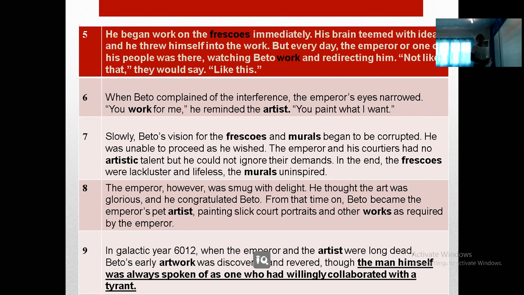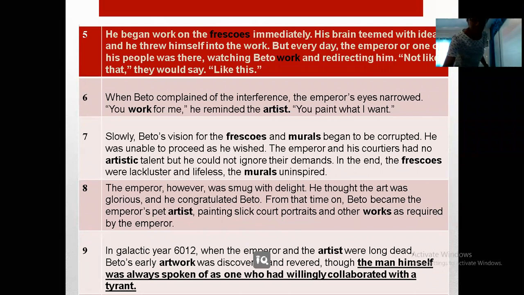From that time on, Beetle became the emperor's pet artist, painting sleek court portraits and other works as required by the emperor. In galactic year 6012, that's about 1,995 years later, when the emperor and the artist were long dead, Beetle's early artwork was discovered and revealed. Though the man himself, the man who was Beetle, was always spoken of as one who had willingly collaborated with a tyrant.